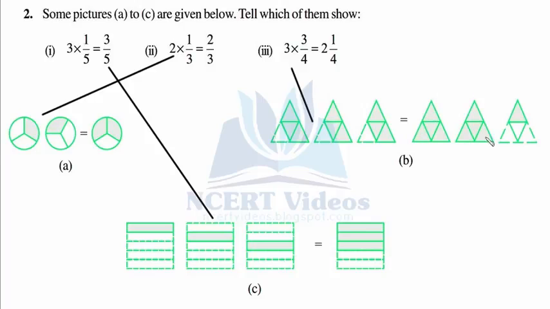And the third one is 1 over 4th. This is how this figure can be represented. As you can see here, that 1 out of 4 is shaded. That is how you represent in mixed fraction. That was the question number second.